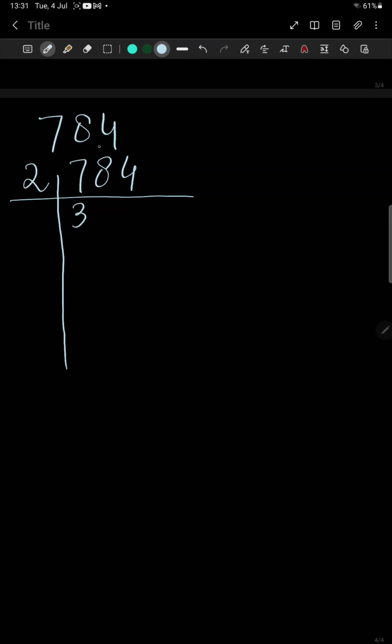2 3s are 6. 1 is carried. 3 9s are 18. 2 2s are 4. Now again with 2. 2 1s are 2. 2 9s are 18 and 1 is carried because this is 19. 2 6s are 12. Again this is an even number, so we will divide by 2.